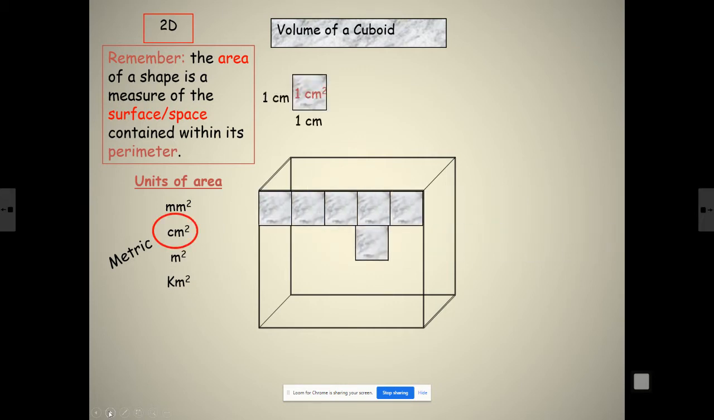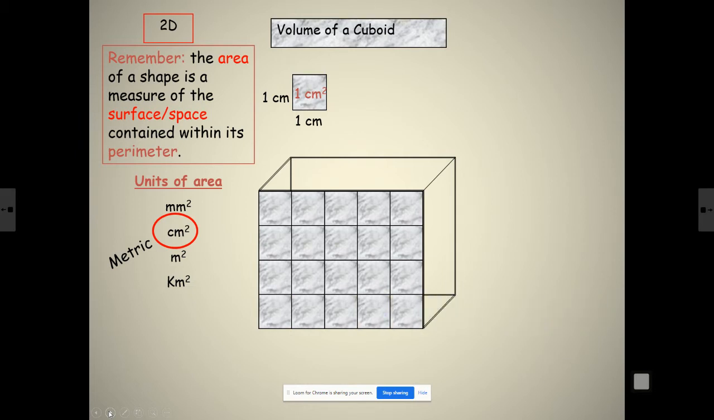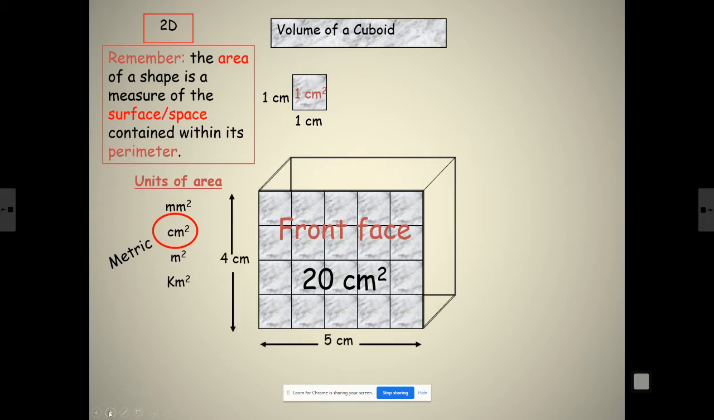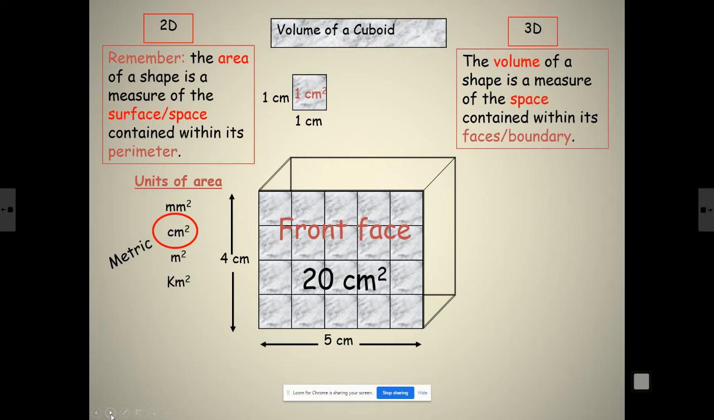But if we try to do that with our cuboid, then it's not going to work because we've got this depth to it, and what we're using with our area is just flat squares. So we could cover the front face of this shape, but we can't fill what's inside. So there's our 2 dimensions for the front. We've got a rectangle at the front. It's 5 by 4, and it would have an area of 20 square centimeters.